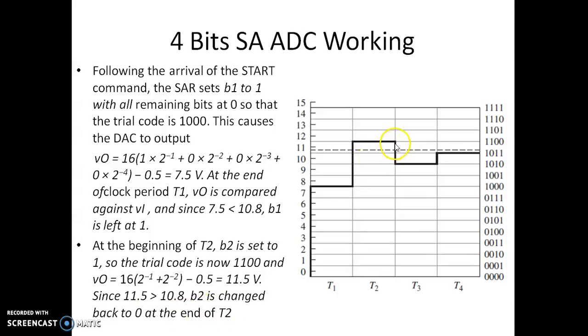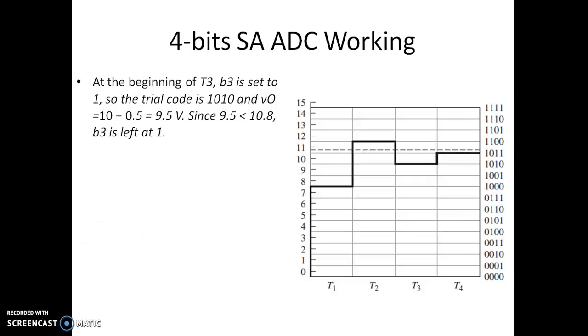So this will not be retained at 1 because 1100 is actually giving an output voltage which is more than the desired input voltage of 10.8. So let us see what happens next. At the end of T2, B2 is made 0. So B1 is still 1.